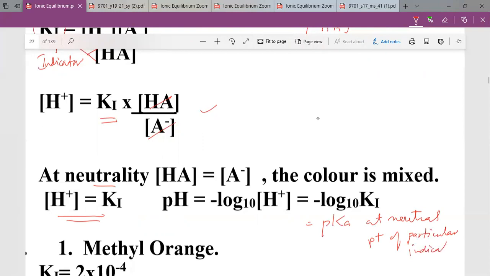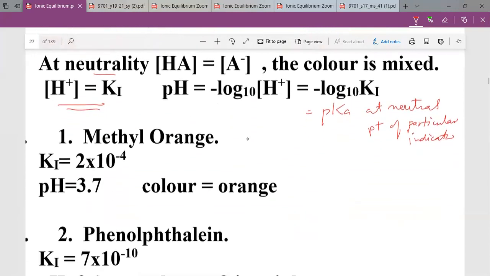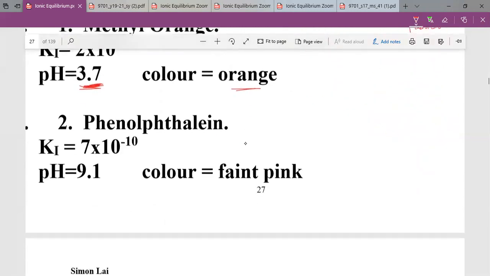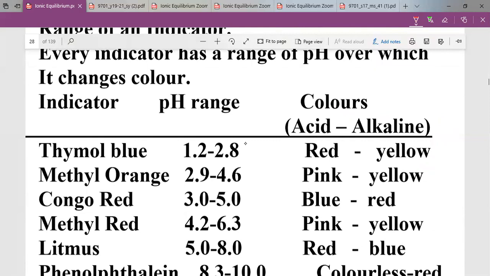For methyl orange, you find the pKi is 3.7. So the pH at the neutral point is 3.7 now, not 7. The color change is around here, but there's always a window. Like here, I told you, methyl orange is orange somewhere in the middle, 3.7. So there's a window, 2.9 to 4.6, where the color is orange. Below 2.9 is pink, or sometimes they call it red. As I say, if you use pink always use pink, if red always use red. And of course, above 4.6 is yellow.